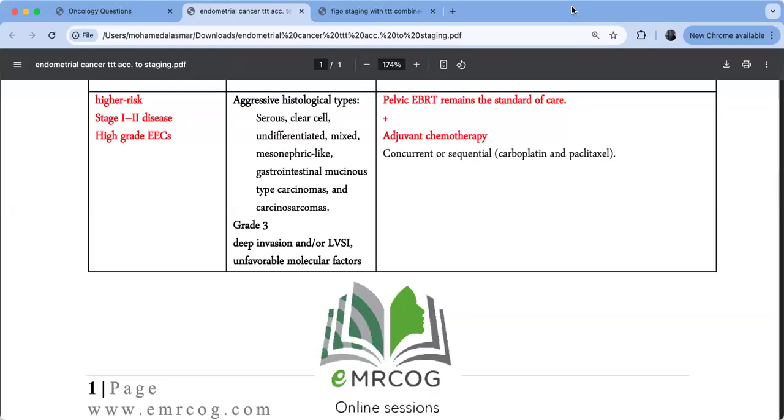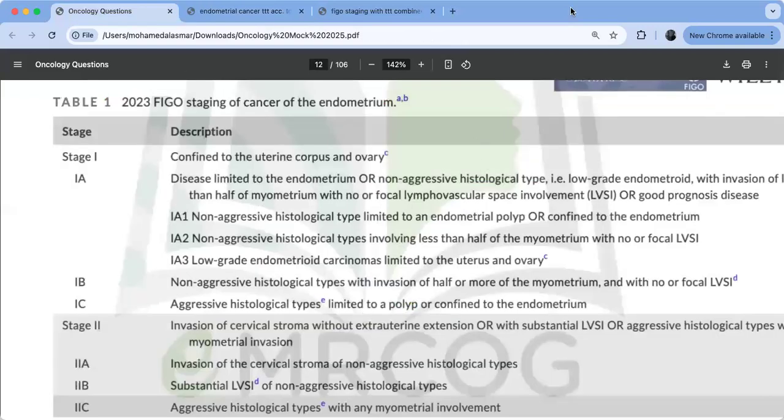Clear, my friends? So just remember this for the early stages. This is the main management. Okay, how about after that, stage 3 and 4?